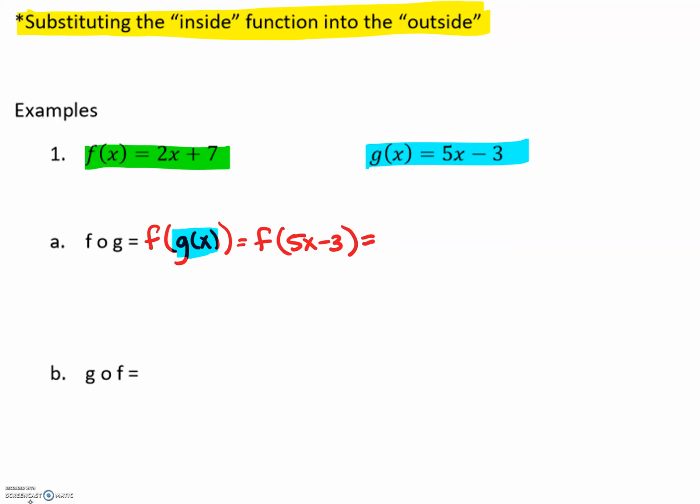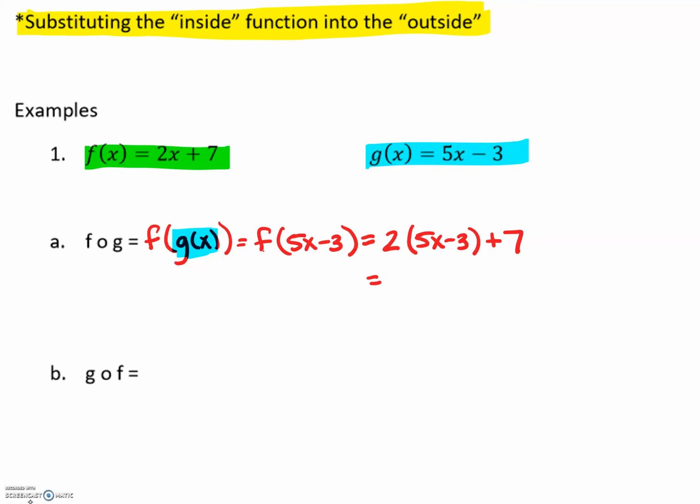Now we do the same thing we did above. It's telling me to go to my f function, so I go up to my f function. Every time I see an x, I'm going to replace it with 5x minus 3. F starts with a 2, there's an x, so I replace it with 5x minus 3, and then finish writing f, so plus 7.